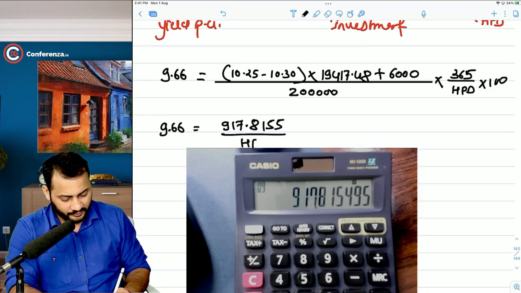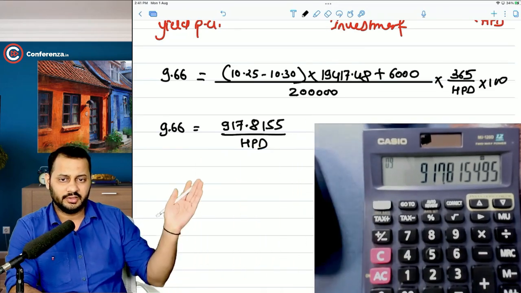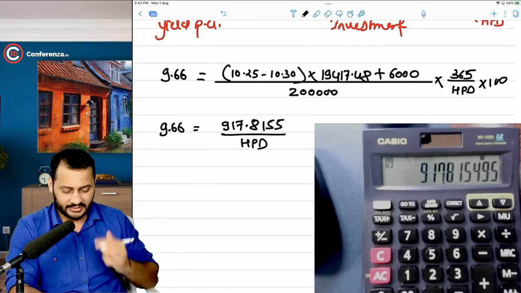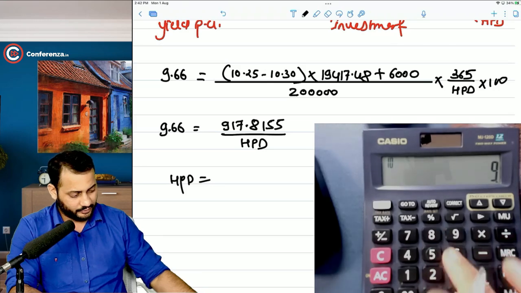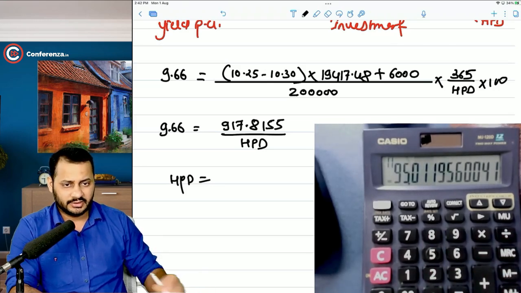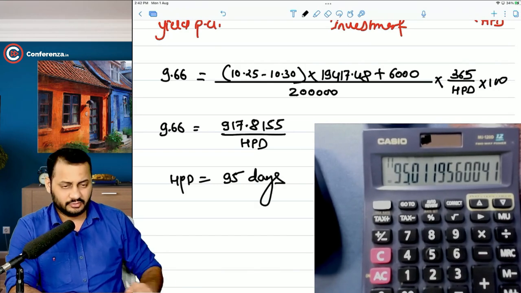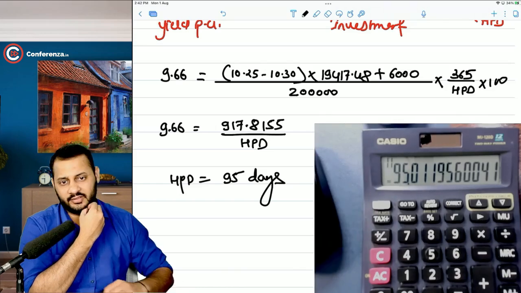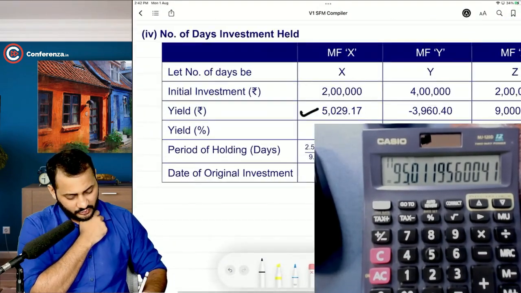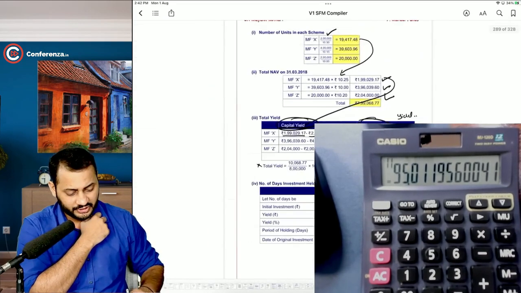divided by holding period days. Now what you have to do is simply shift this holding period days to that side, and you will have some answer divided by 9.66. So the answer is 95 days. The 0.011 is just because of some rounding off error. So 95 days is the holding period days, but that's not what the question is asking.